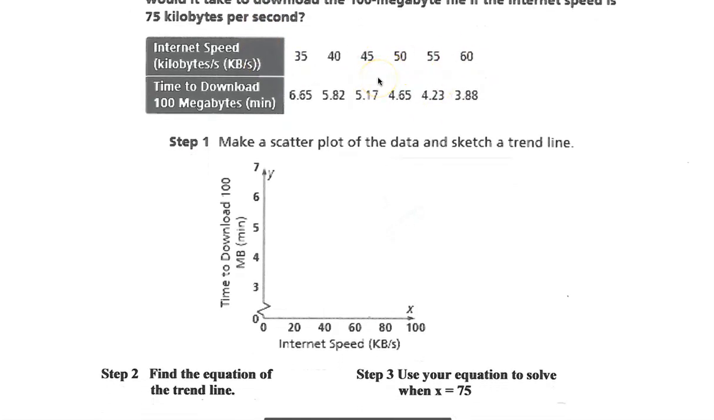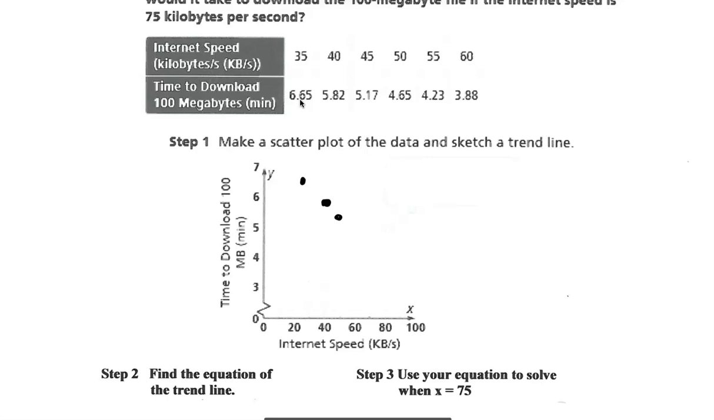So step one is you actually got to plot the table. This is like starting at the very start. Hey, we have some data. Let's plot the data. So I need to plot 35 with 6.65. So 35 is around here, so it's like around there. And then we have 40 with 5.82. So like around there. And then we have 45 with 5.17. So like around there.